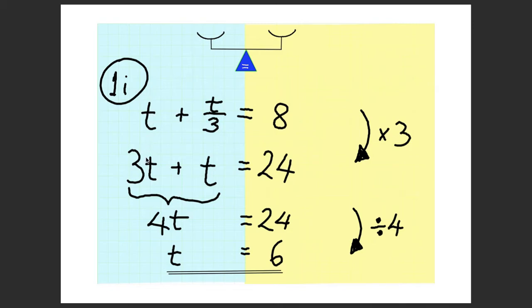So t times 3 gives you 3t, the fraction times 3 gives you a whole t, and then the 8 times 3 gives you 24. 3t plus t equals 24. 3t plus t together just make 4t, so 4t equals 24. Then I don't want to know what 4t is, I want a single t, so to get a single t, divide by 4, and t equals 6.